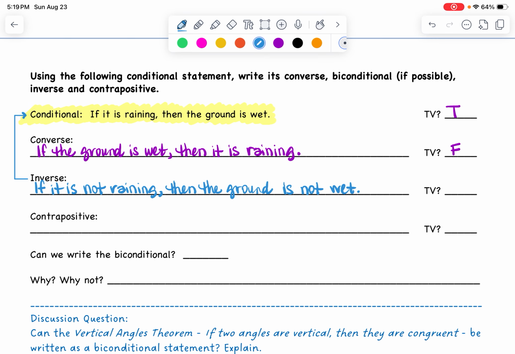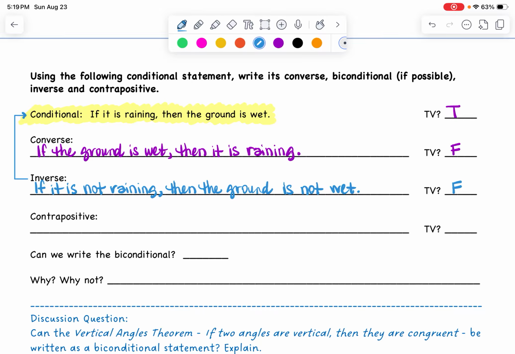So sometimes you've got to think about these a little bit. If it's not raining, well, there could be all those examples that I just said a second ago. Water balloon fight, pouring my drink out on the sidewalk, sprinklers going off. That's not rain. Then the ground is not wet. Well, that's also false, because the ground can be wet even though it's not raining. Okay, so taking the inverse of that conditional, also false.